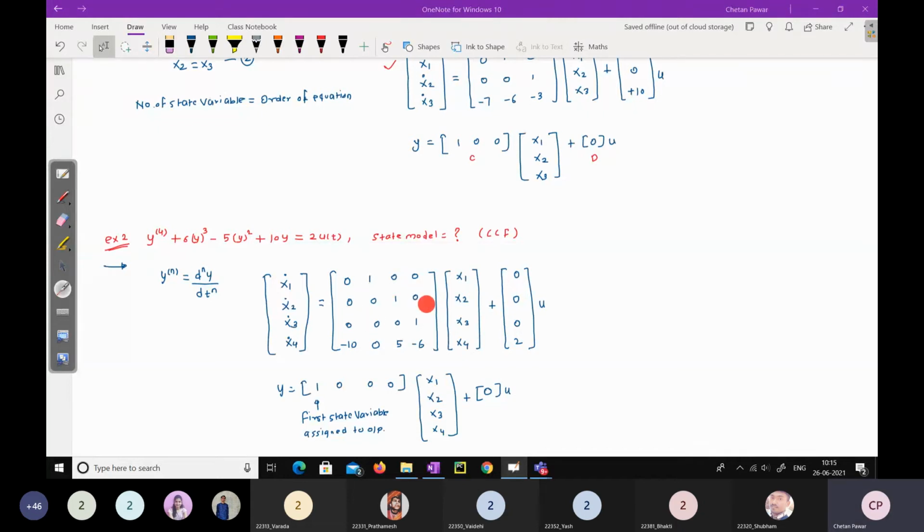For third order, what will it be? It will be only these 9 elements, right? For three, that will be different. So I will tell you about that also. So this is the pattern for fourth order: 0 1 0 0, 0 0 1 0, 0 0 0 1. You form 3 rows. The final row is remaining. Now to take the final row, what will we do?